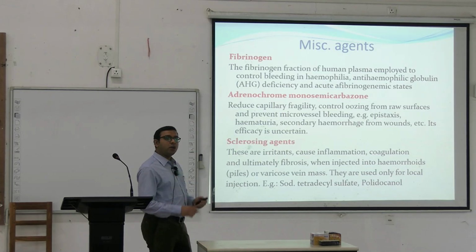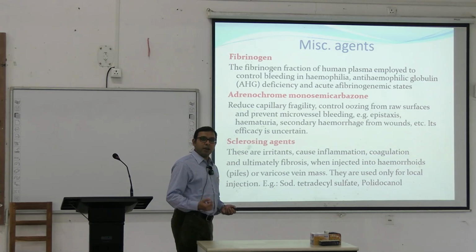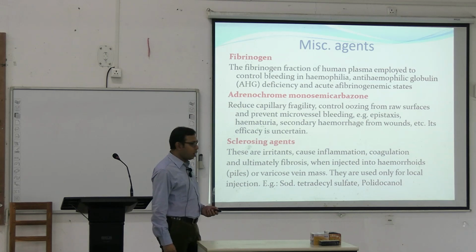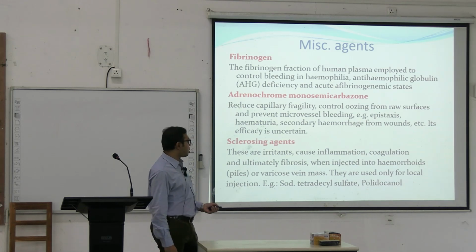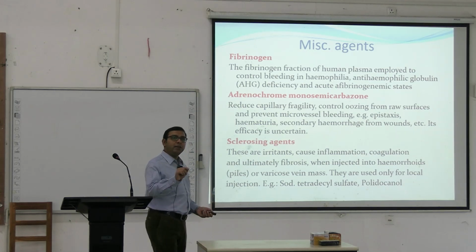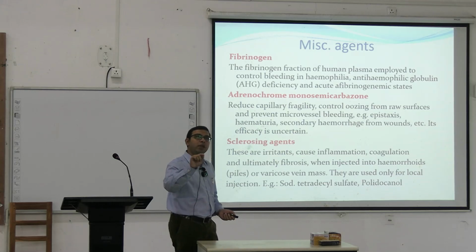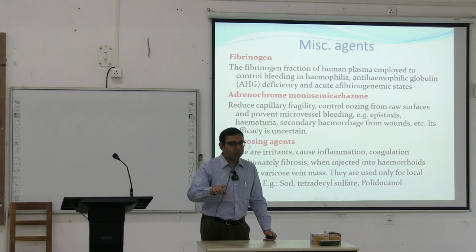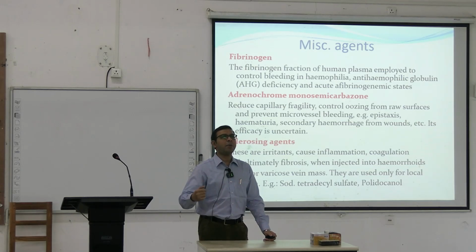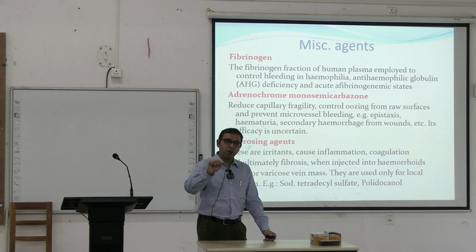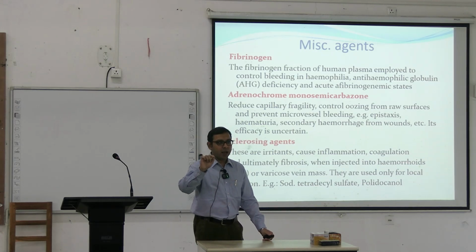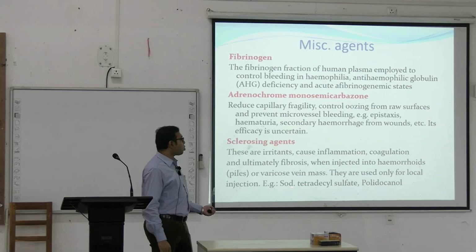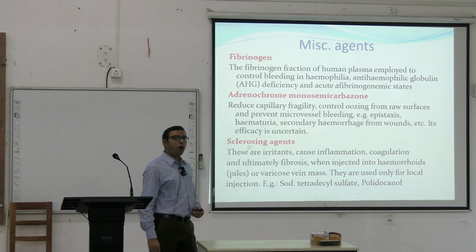Or varicose vein. Varicosity is seen in case of the veins, most commonly in the leg veins. Here we can use the sclerosing agents. They are used only for local injection, that is in that area we have to inject. So this is an example of local injection where the pathology is. This is not given intravenous or intramuscular or subcutaneous. It is given at that area, in the varicose vein, or in the bleeding hemorrhoids, at those areas we have to inject. Examples: sodium tetradecyl sulfate, polidocanol.